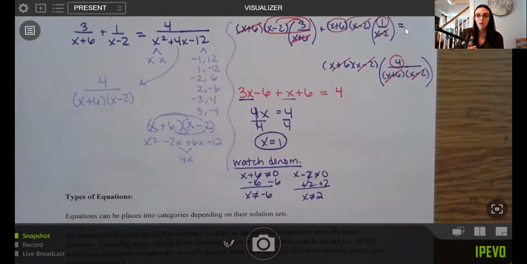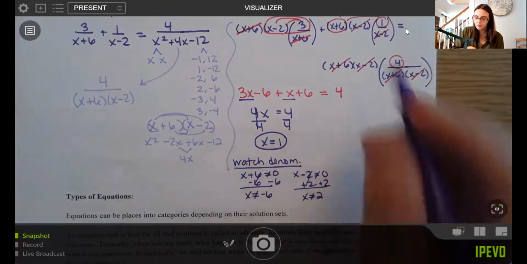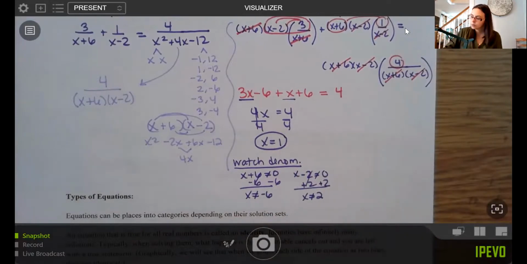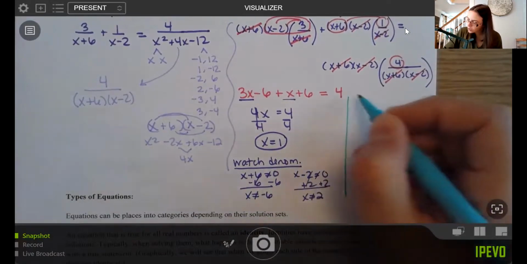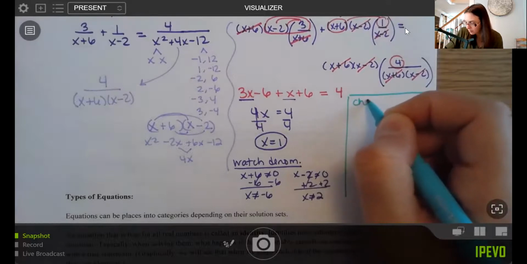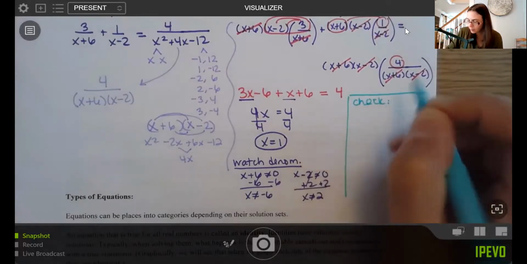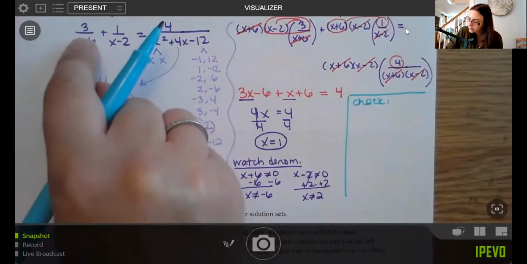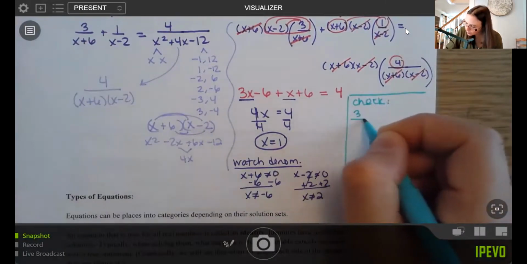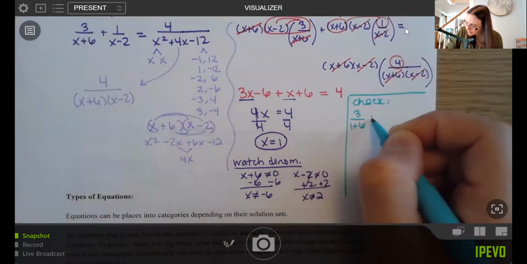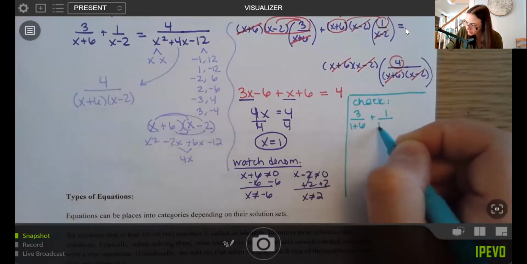The last thing you may want to do is, again, plug it in just to check your work, make sure that nothing else weird happened along the way. I'm going to do that in blue. So I'm going to just try to do kind of the quick check here. And I'm going to replace 1 anytime I see an x. So it's going to be 3 over 1 plus 6 plus 1 over 1 minus 2.